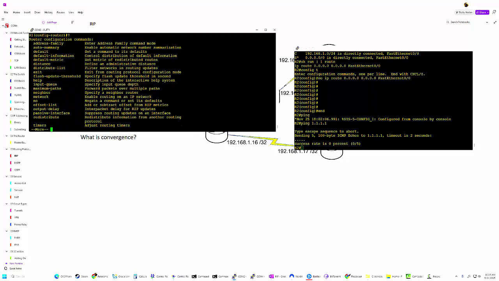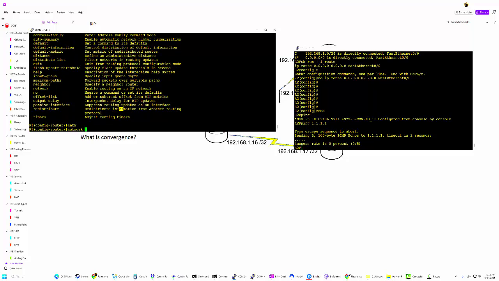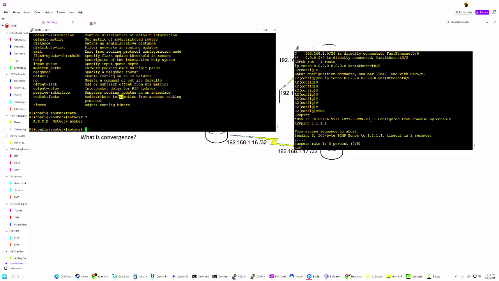All right. The first command that we're going to do is network. Enable routing on an IP network. Okay. All right. Again, it's kind of vague, but it kind of makes sense, right? We are going to enable it. All right. So first of all, network. Now here's the thing with RIP. Okay. I'm only telling you this so that you understand why I'm putting the command in there. All right, so 192.168.1.0.